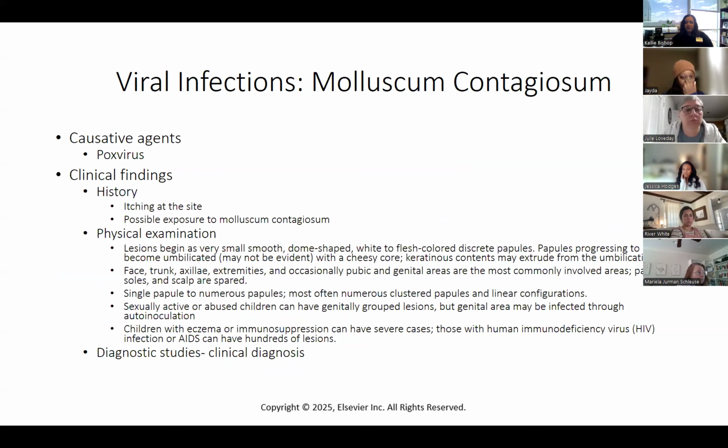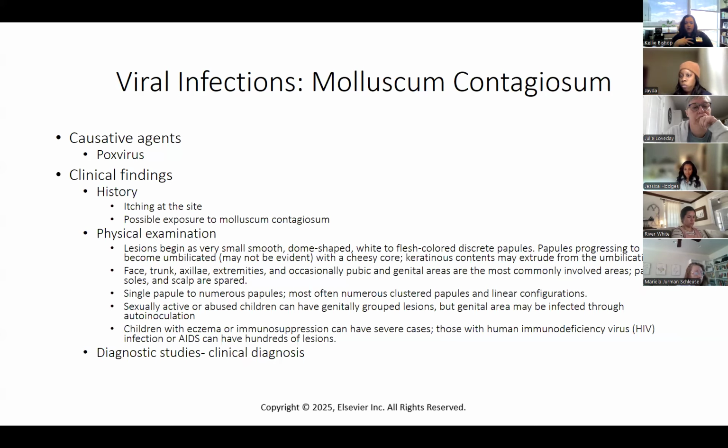Molluscum, super common. Have you guys seen this already in clinical? Yeah, lots of molluscum out there. They may know that they've been exposed to it. Usually they don't. But it is very common. Sometimes they're itchy, sometimes they're not. A lot of times they don't have any symptoms other than just the lesions themselves, but they start as really small, smooth, dome shaped, discrete papules. They're usually flesh colored, but they can be white. In the middle, they have a cheesy core and it can become umbilicated, but a lot of times you can't see that. They literally just look like flesh colored papules on their skin.